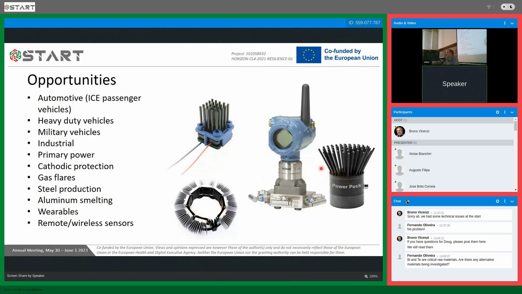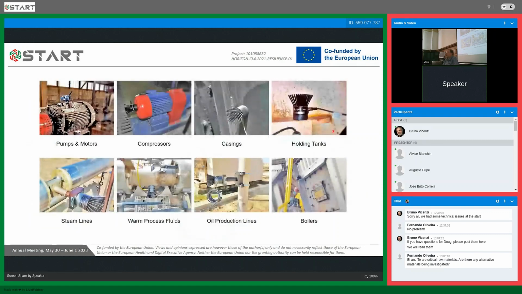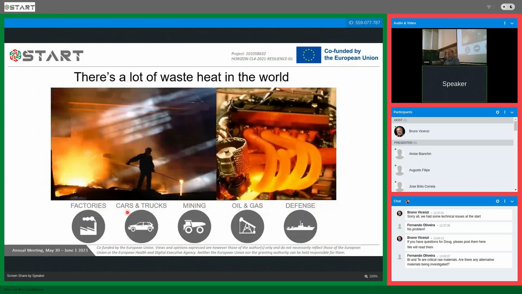And you can see, for example, they're often linked specifically to the sensor. This is the device where you have these parts sticking out, which is where you reject the waste heat to. This is an example of where some of those remote sensors can go. You can see them in different examples on holding tanks, on oil production lines, on boilers, steam lines, etc.